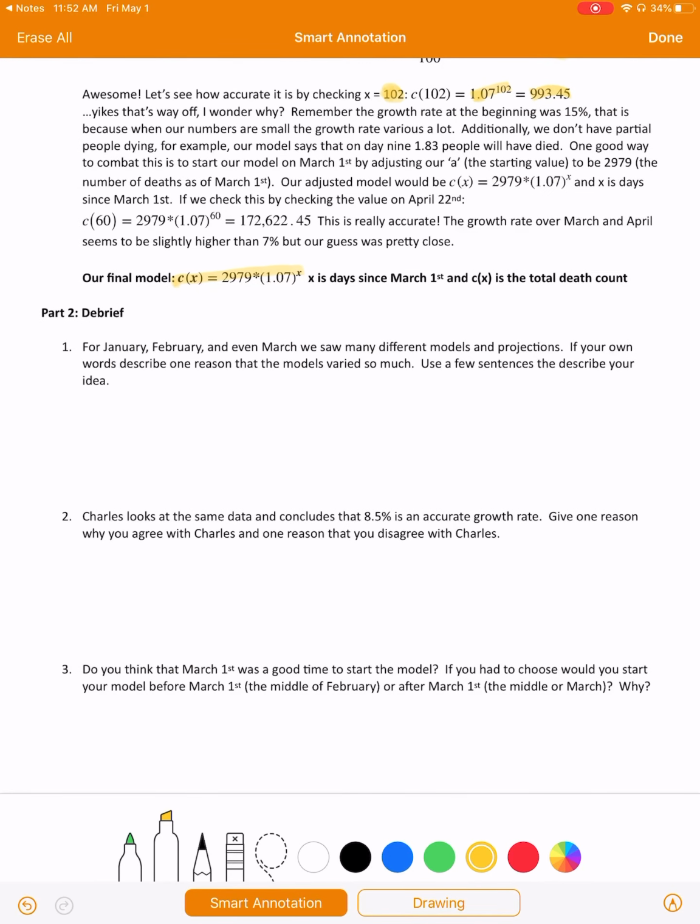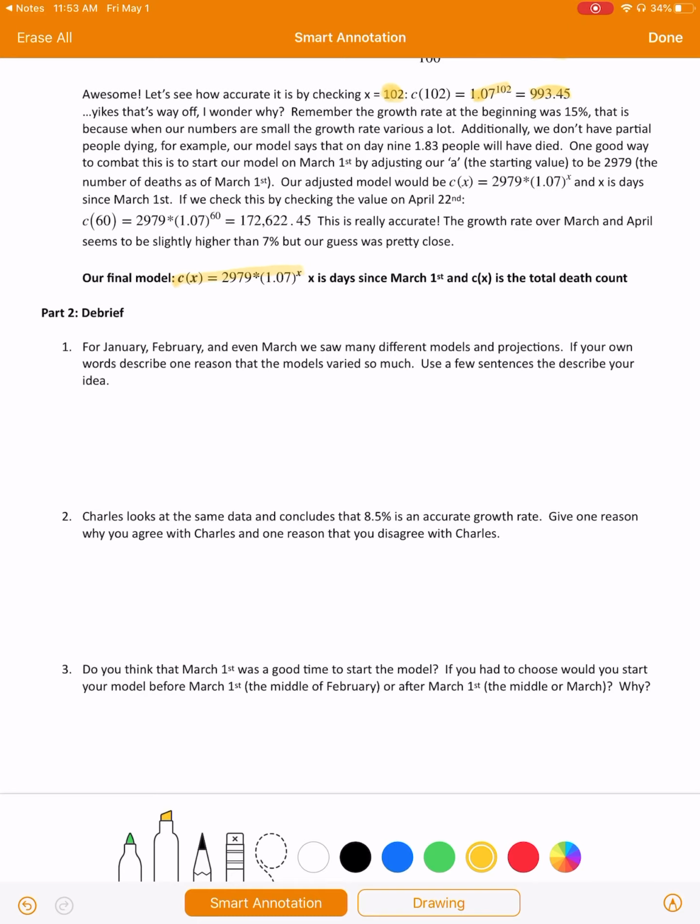In part 1, we want to talk about why the models varied a lot. I talked about quite a few different variables that there could be, and I just want you to reiterate that. Discuss it, put it in your own words. Tell me a few sentences about what's going on. Why is it important that we take into account that there is high variation when numbers are small, that sort of thing.